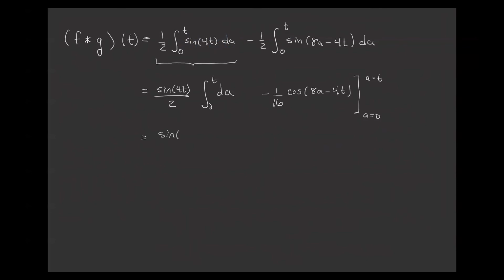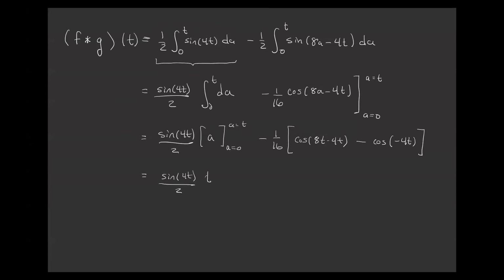Then in the next step, we get a, because the antiderivative of 1 with respect to a is just a. And then we're evaluating that from a equal to 0 to a equal to t. At the same time, maybe what I'll do is this other integral. So we get minus 1/16 times, first substituting in a, cosine of 8t minus 4t, then minus cosine of negative 4t. And we do the substitution for the other case, we'll get sine of 4t divided by 2, t minus 0. So I'll just put t.